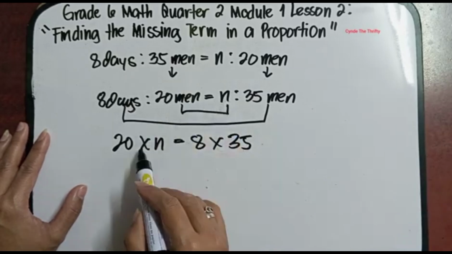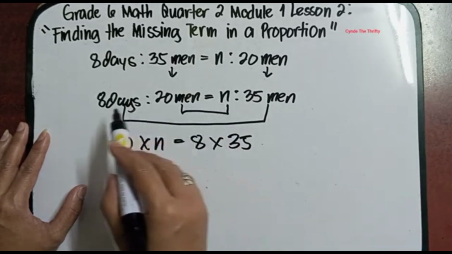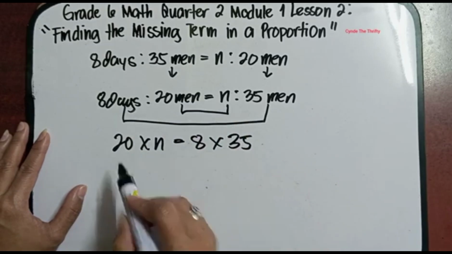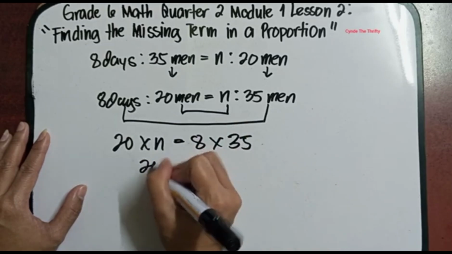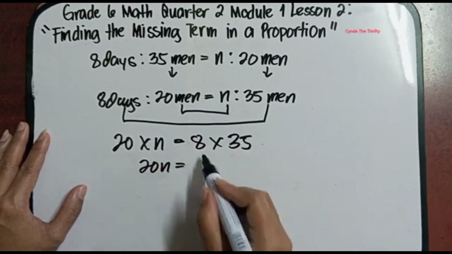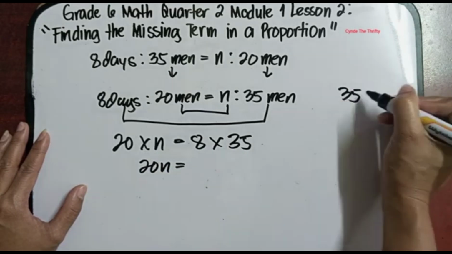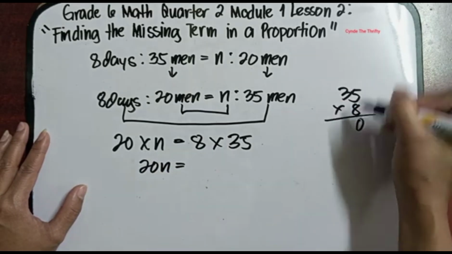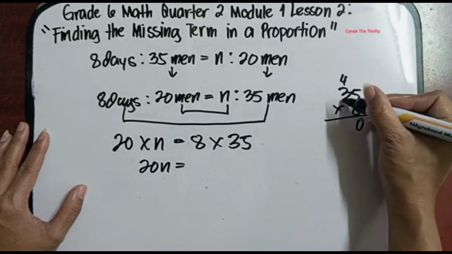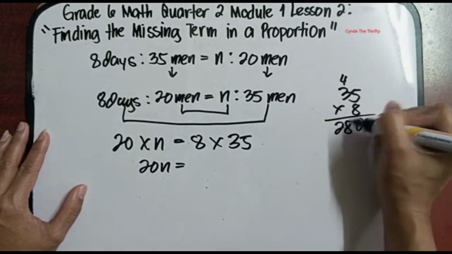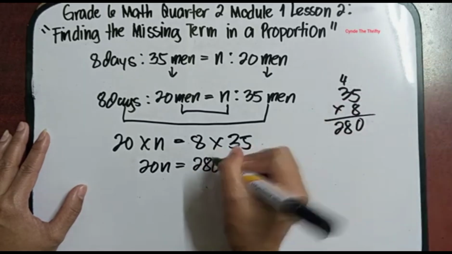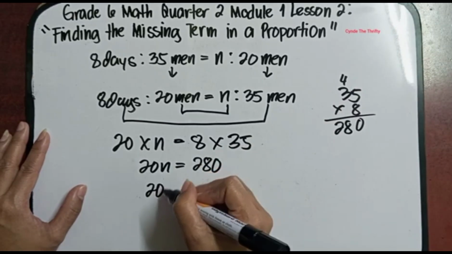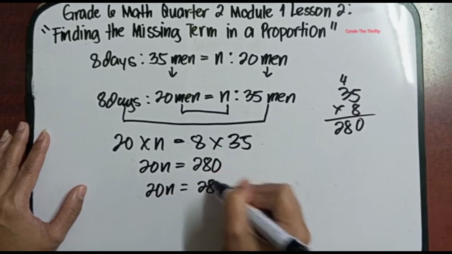20 times N is equal to extremes 8 times 35. So, isolve na natin siya. 20 times N is equal to 20N. 8 times 35. Okay, multiply natin si 35 at si 8. So, 8 times 5 equals 40, carry 4. 8 times 3 equals 24 plus 4 is equal to 28. So, 280. So, ngayon, para mawala si 20, i-divide natin siya into 20.